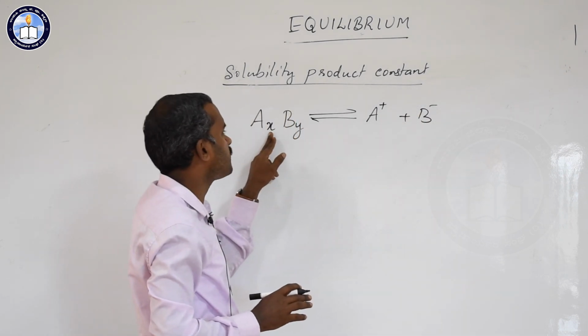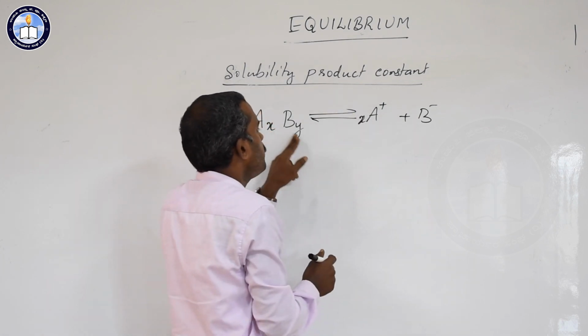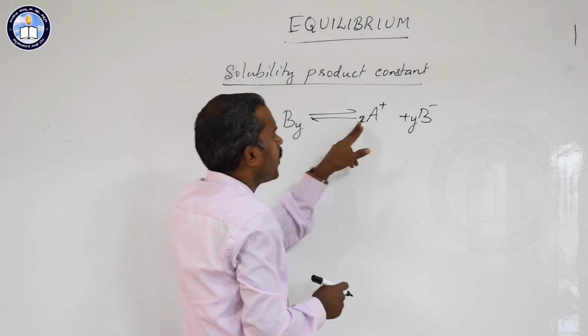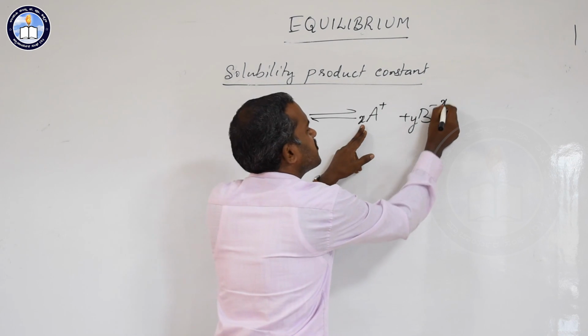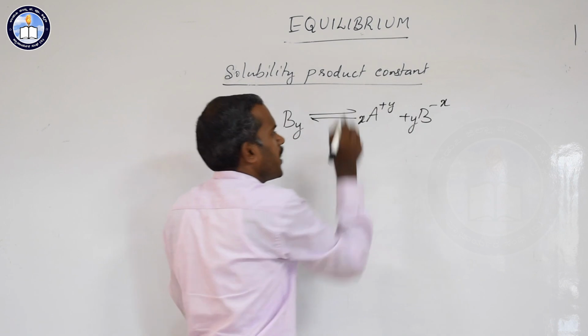So how many moles of A? It is x moles of A, so we will write here x. How many moles of B? It is y moles of B, so we will write y here. Why is it x moles? Because the charge here is minus x. Why is it y here? Because the charge here is y.